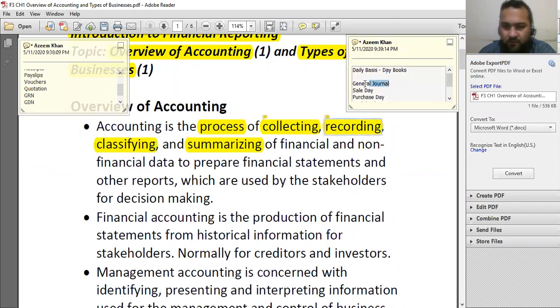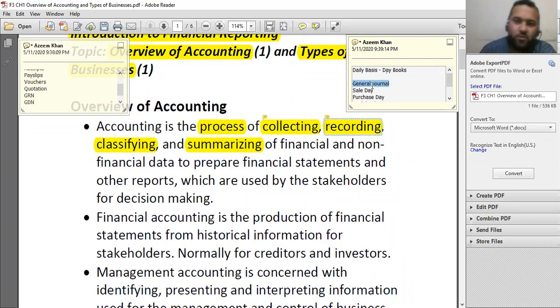For example, if I'm using the general journal, in a general journal I'm recording each and every item. I'm recording sales, purchases, depreciation, amortization, taxes. Each and everything will be coming in the general journal. But if someone is asking me, what is your cash position, or what is the accounts payable, if someone is asking about a specific item, I cannot answer the question through the general journal. I cannot answer through the day books.